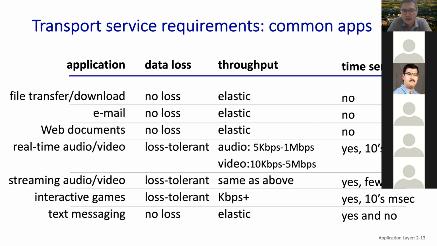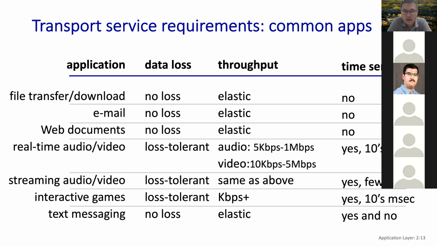So for example, if we want to transfer or download data, for data integrity we cannot tolerate any data loss, right? But the throughput is elastic, so it can be high, can be low. We can tolerate high speed or low speed. That's fine, but as high as possible is good. We can tolerate it if sometimes the throughput is low. It's not quite sensitive. And for email, we cannot tolerate data loss, right? So on and so forth.